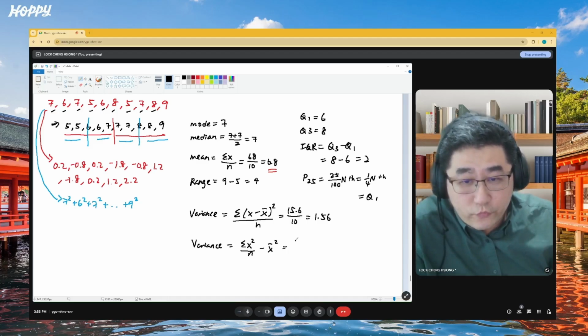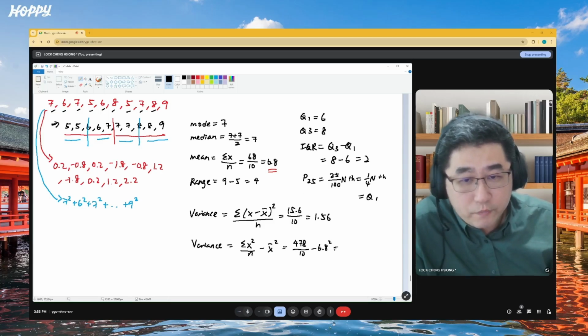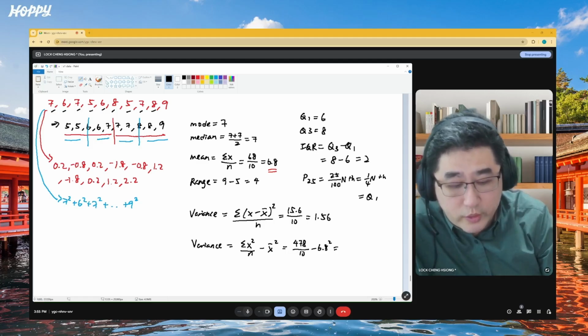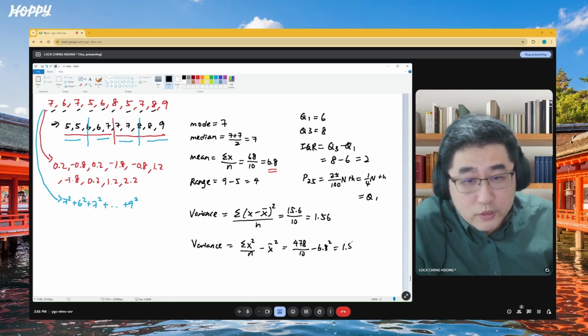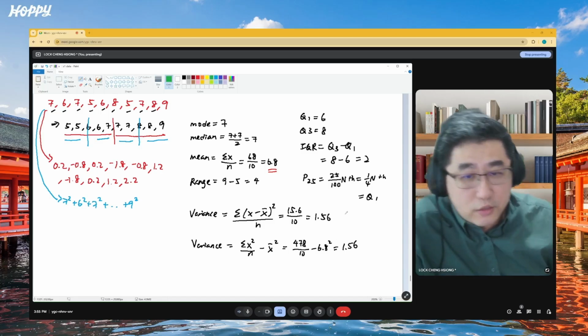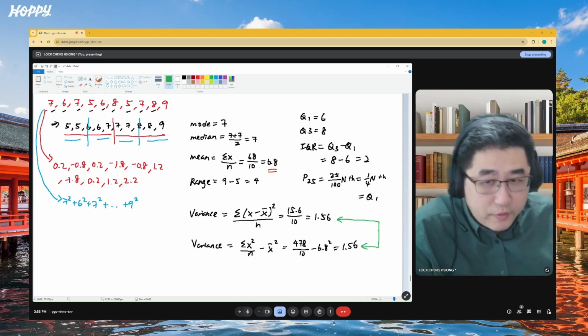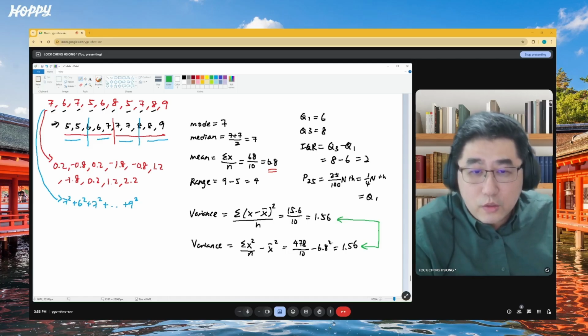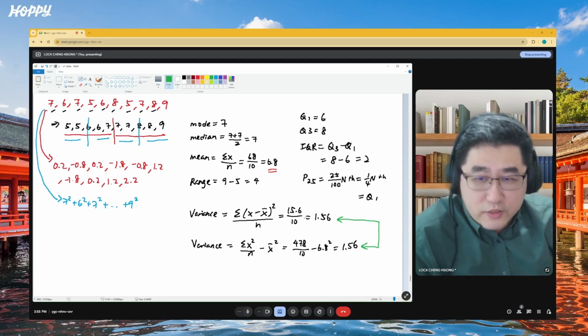So you have 478 over 10 minus the mean, which is 6.8, squared. So let's see what we get: 478 divided by 10 minus 6.8 squared. So I have 1.56. You can see this and this are the same number. Of course, they must be the same number because they are the same thing.